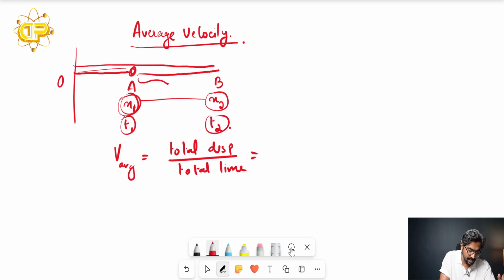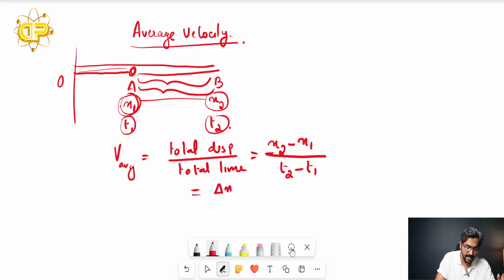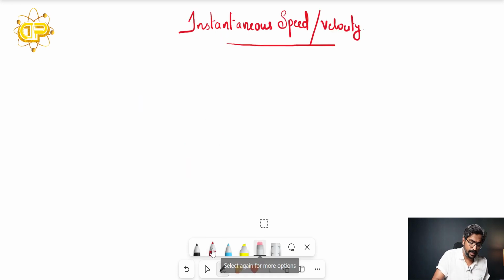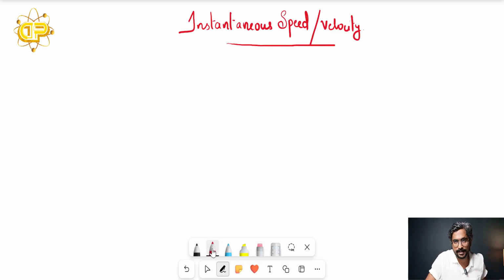So what is the displacement change here? That is x2 minus x1. So it will be x2 minus x1 divided by t2 minus t1, or simply we can represent it as delta x by delta t. Delta represents the difference. So delta x by delta t will be the average velocity.